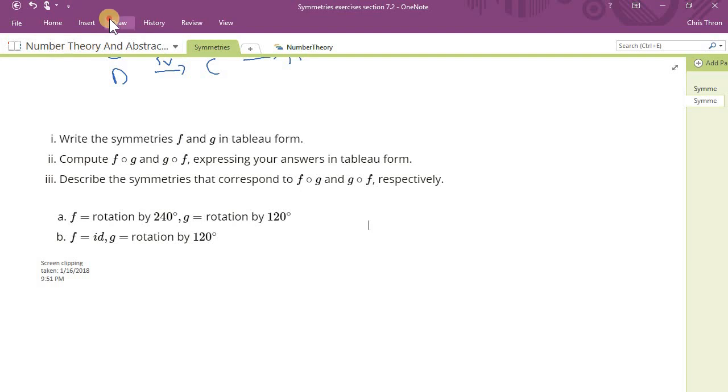All right, let's go ahead and start drawing. Okay, so this is 6, and I'm going to do A and B. All right, so here we go. Write the symmetries of F and G in tableau form. Now, before we do this, we need to see what are we operating on. We're operating on a geometrical figure, and the answer is going to depend on which geometrical figure we're operating on.